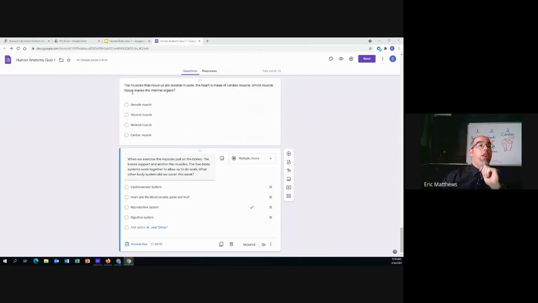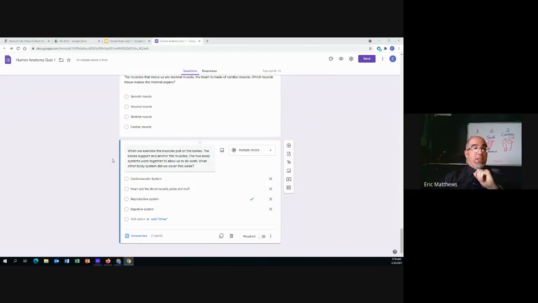Here's 14. The muscles that move us are skeletal muscles. The heart is made of cardiac muscle. Which muscle tissue makes the internal organs? So, muscles that move us are skeletal. Heart is cardiac. What are the internal organs made out of? Are they made out of smooth muscle, visceral muscle, skeletal muscle, or cardiac muscle?